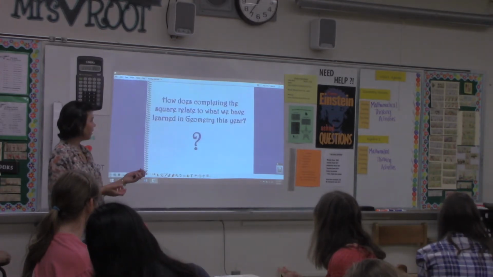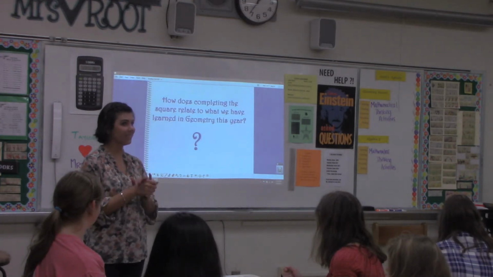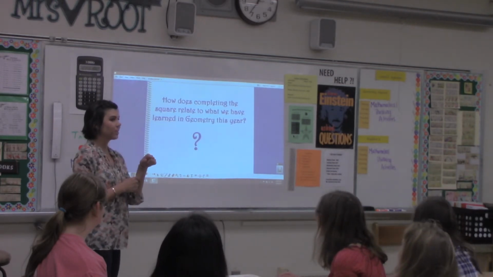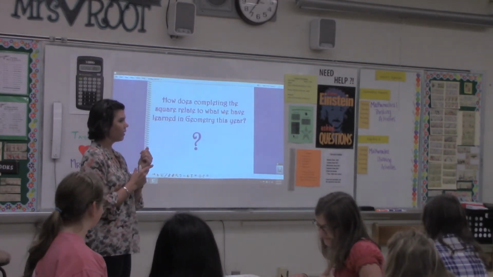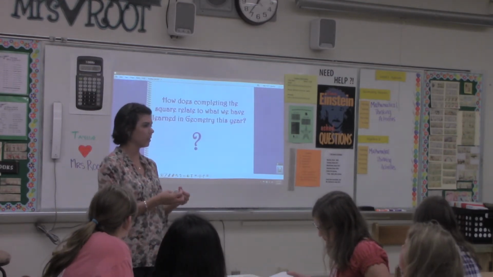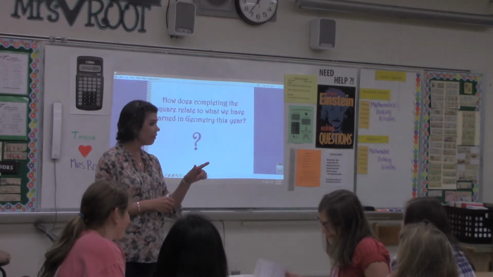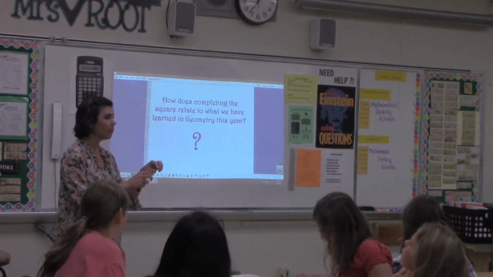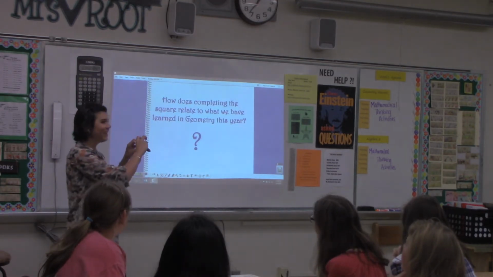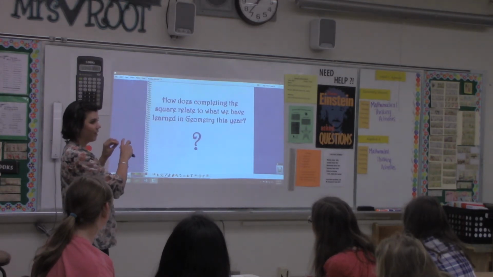Alright, so how does completing the square relate to what we have learned in geometry this year? Does anybody remember? Is it coming back to you? Circles. How did it relate to circles? We completed the square to find something of the circle. Do you remember what that was? We could find the center by completing the square. So how about the equation?